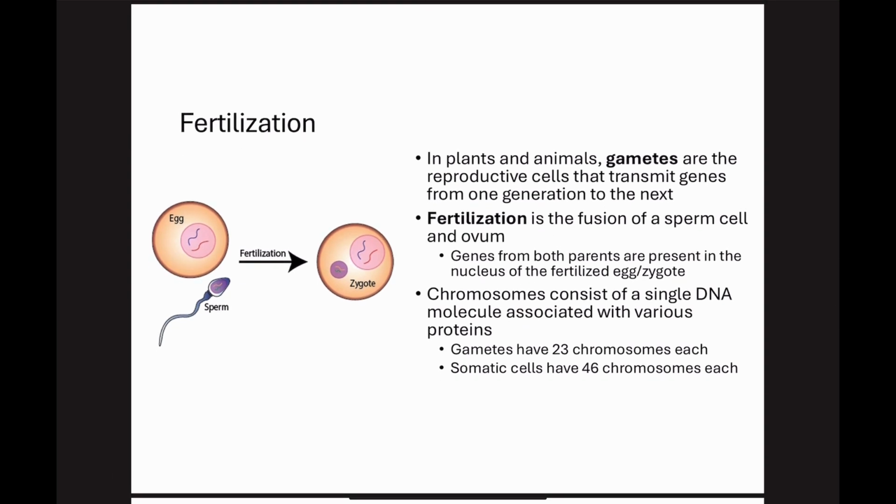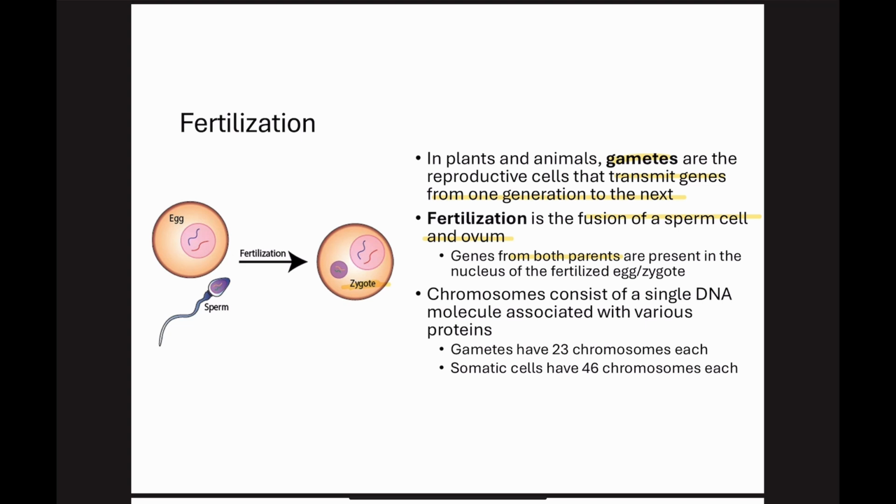So in plants and animals, reproductive cells are called gametes. Gametes are going to transmit genes from one generation to the next. Fertilization is defined as the fusion of a sperm cell and ovum. After fertilization, genes from both parents are going to be present in the nucleus of that fertilized egg. A fertilized egg is now called a zygote.